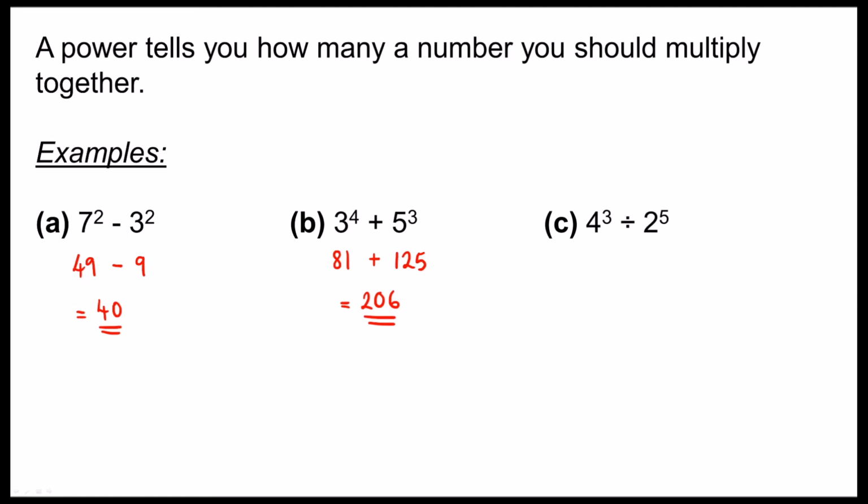In my last example, I'm asked to work out 4 cubed divided by 2 to the power of 5. Again, I know that 4 cubed means 4 times 4 times 4, which is 64, and I want to divide that by 2 to the power of 5. That's 2 times 2 times 2 times 2 times 2. That's 32. 64 divided by 32 gives me an answer of 2.